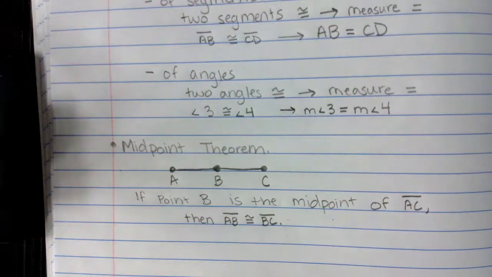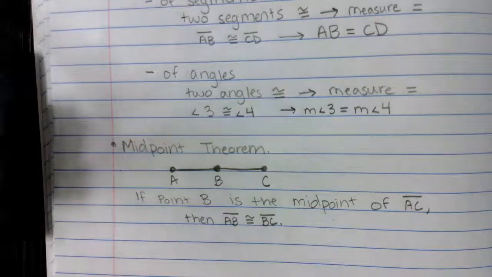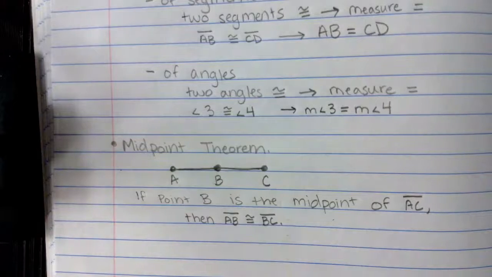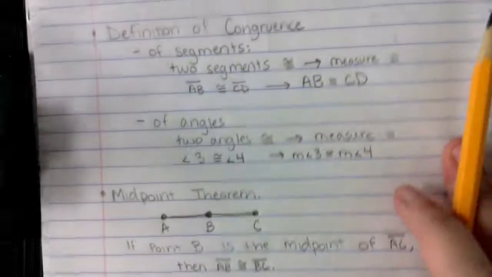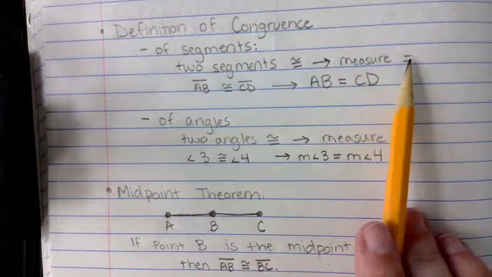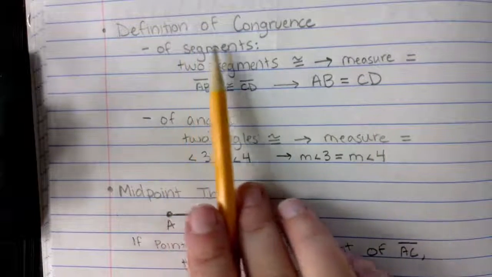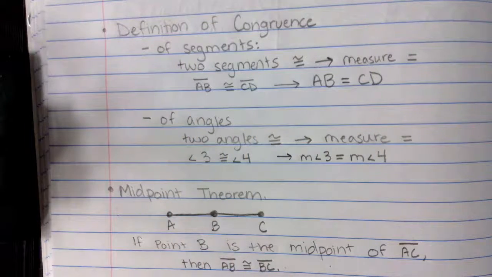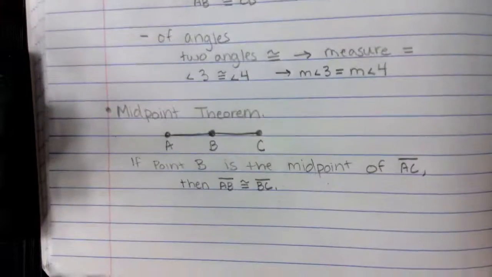Big thing here with the midpoint theorem is it says that they are congruent. It doesn't necessarily say that they're equal. We can say that they're equal, but that's going to be using what instead of the midpoint theorem? Yeah, what says that we can go from congruent to equal? Oh, there you go. Good job. Crushing it, guys.